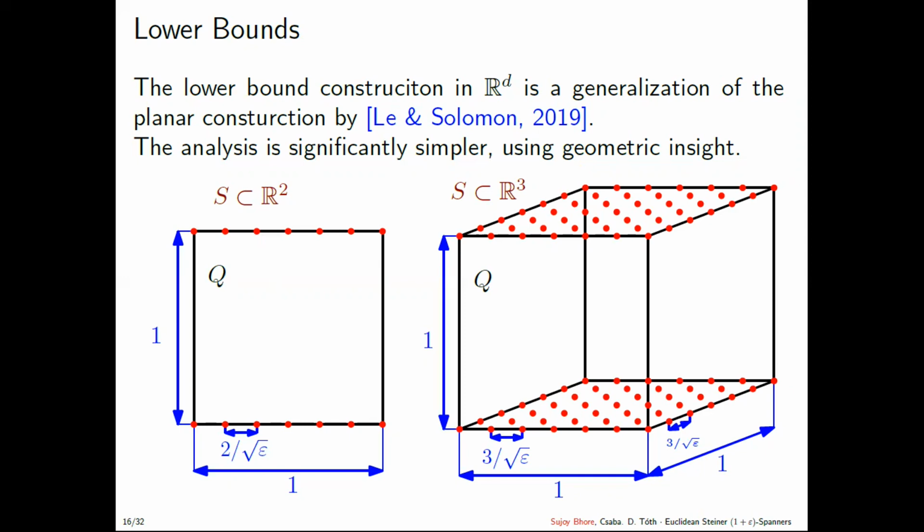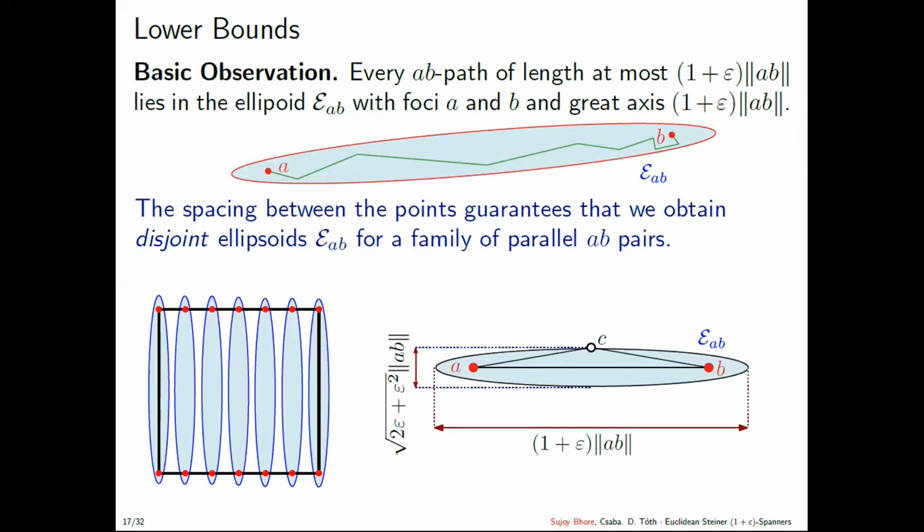That's all. That's the construction. So let's start with a very basic observation. What we do observe is that for a point pair AB in some dimension d, every AB path of length at most 1 plus epsilon times the length of AB lies in the ellipsoid with the foci AB and the major axis 1 plus epsilon times the length of AB.